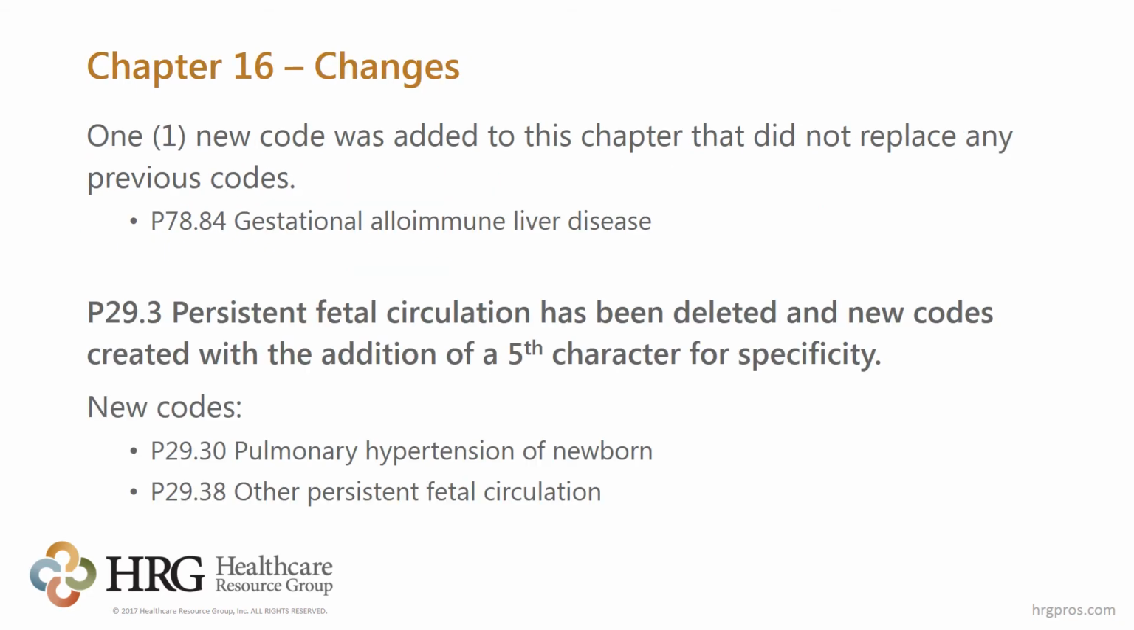We now move into Chapter 16, where there was one new code addition for gestational alloimmune liver disease. There was then a deletion of the persistent fetal circulation code, where 2 new codes were added to further specify if that was pulmonary hypertension or other persistent fetal circulation.